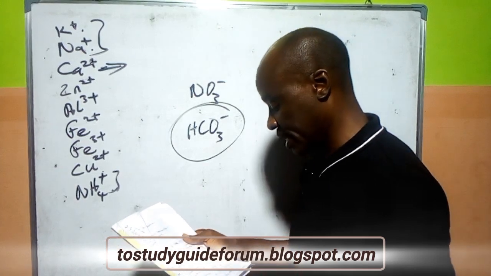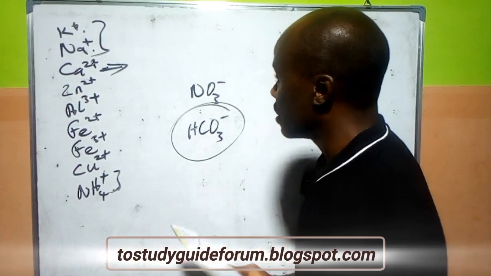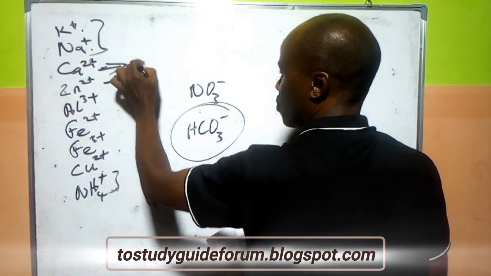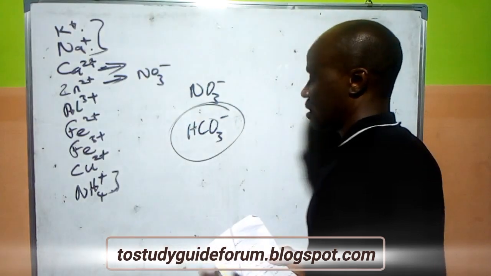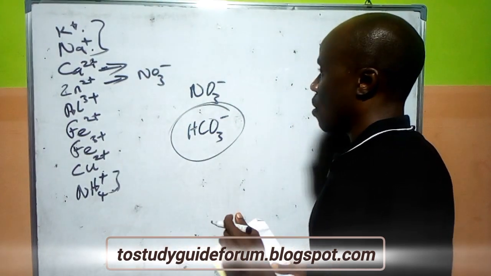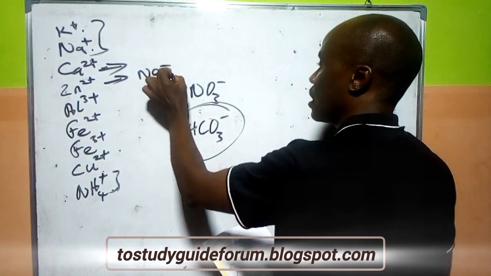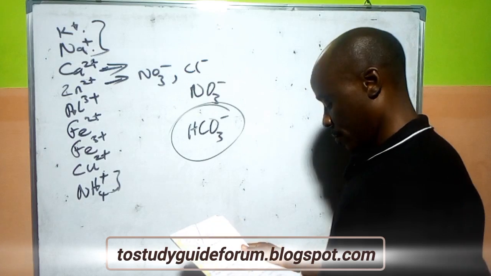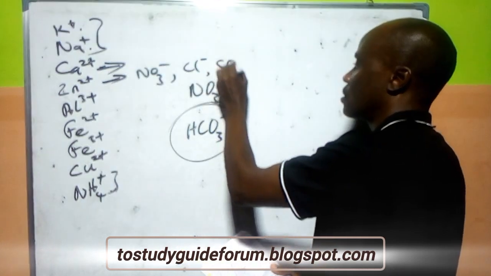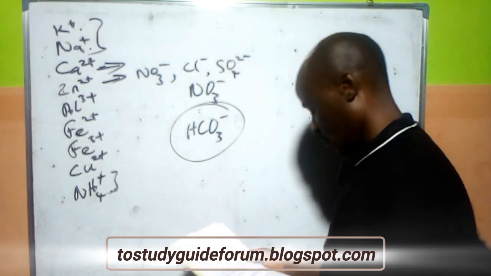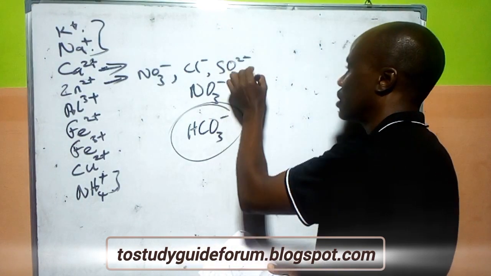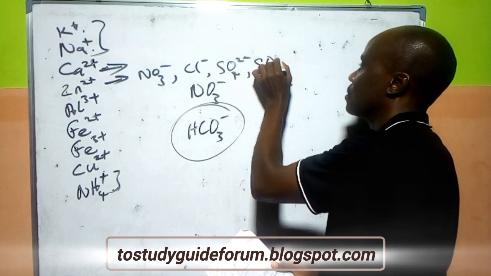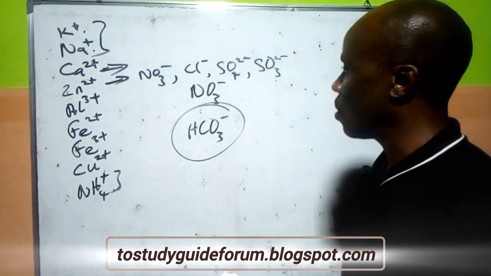Now we have another one here, zinc. Zinc has some compounds that are soluble. We have zinc nitrate. Like I told you earlier, zinc nitrate has no insoluble compound. Zinc chloride is also soluble, and zinc tetraoxosulphate 6 is also soluble, and also zinc trioxosulphate 4. They are all soluble.